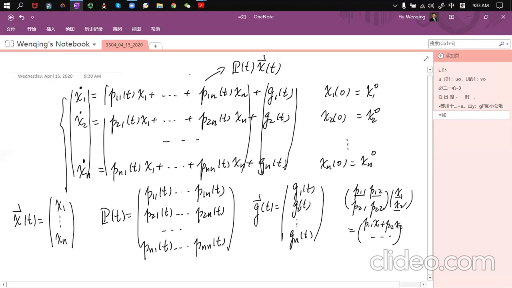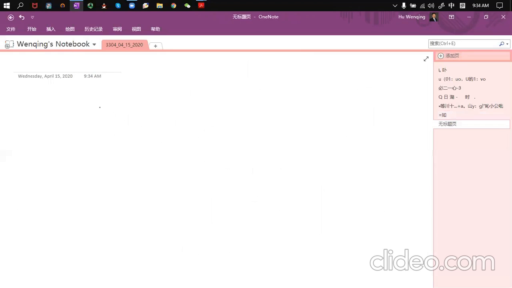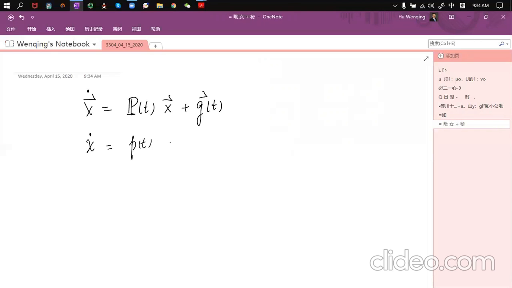So if you do that, the whole equation becomes x dot is equal to this matrix vector notation plus g of t, which is a vector. In the end, you'll consider an equation x dot is equal to P of t multiplied by x plus g of t. So that's the relation with matrix vector notation. Now, if you look at this equation, it looks very much like x dot is equal to p of t times x plus q of t.